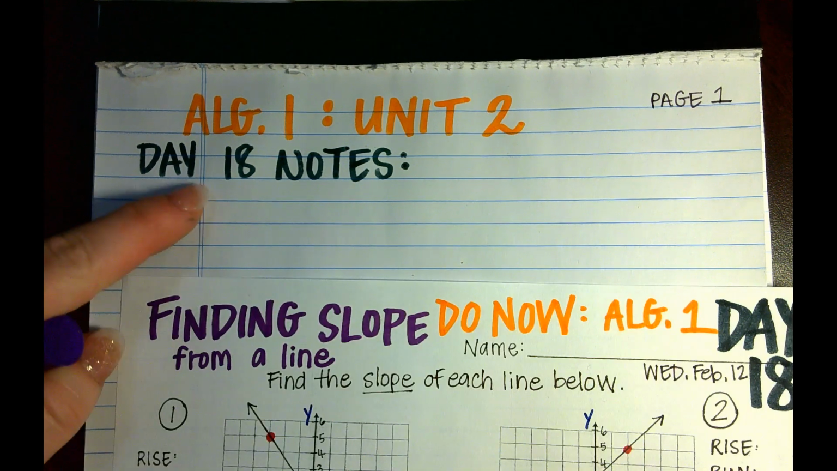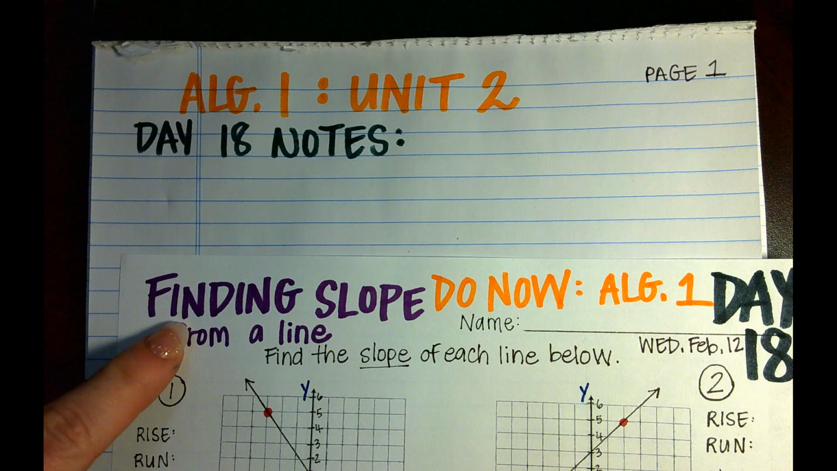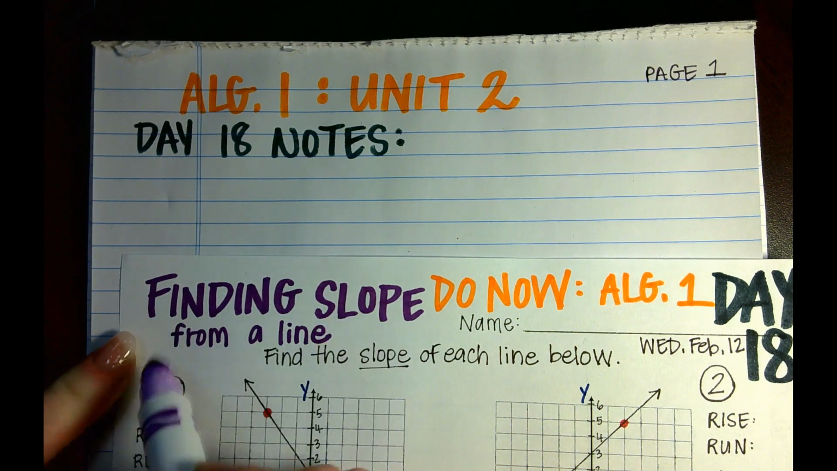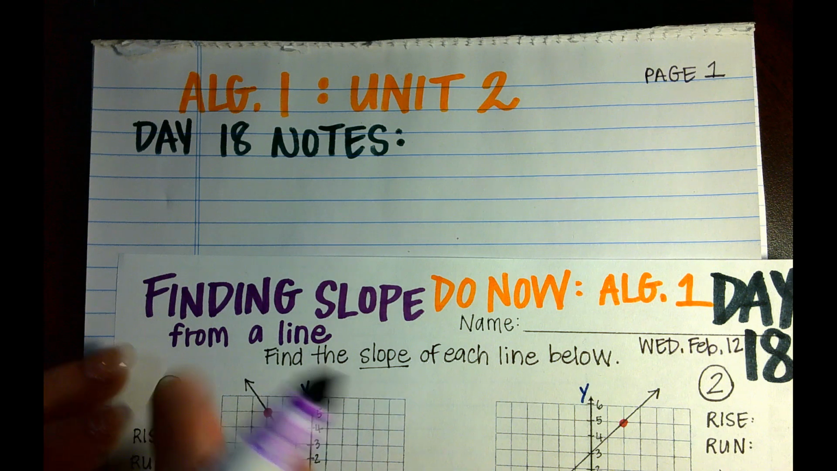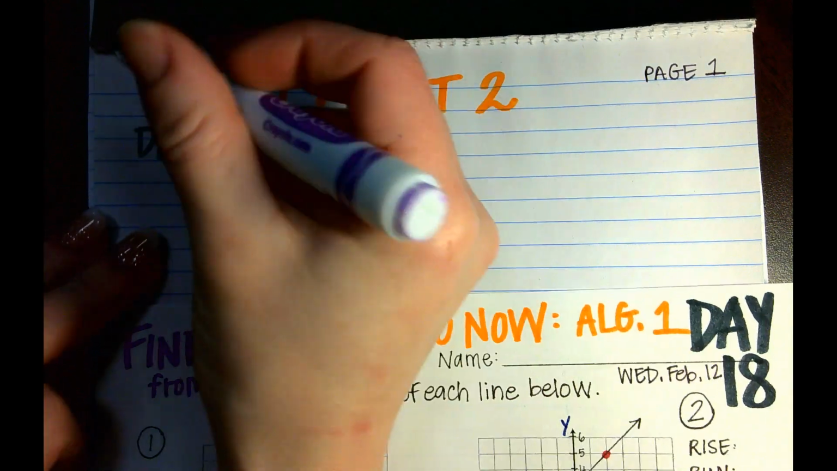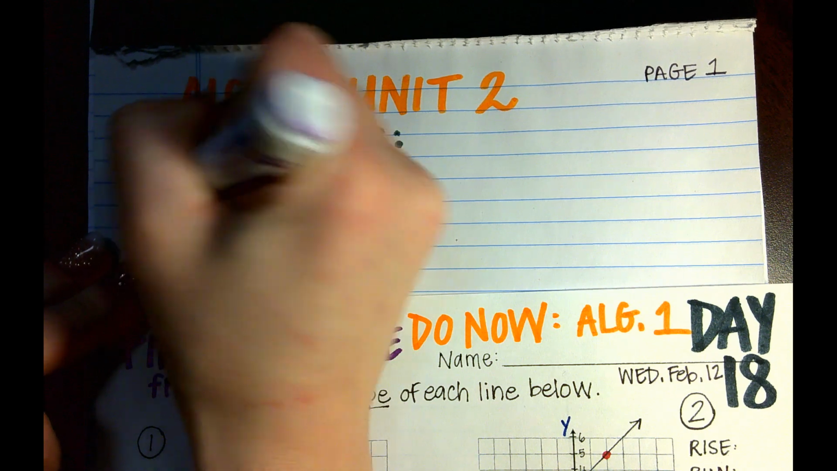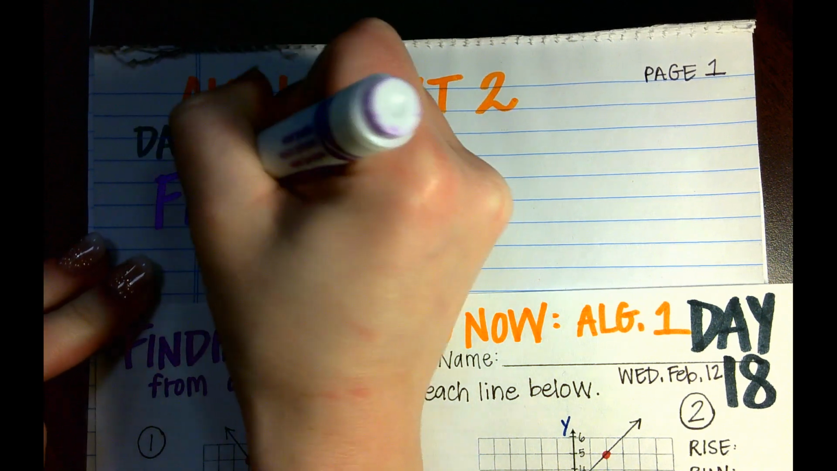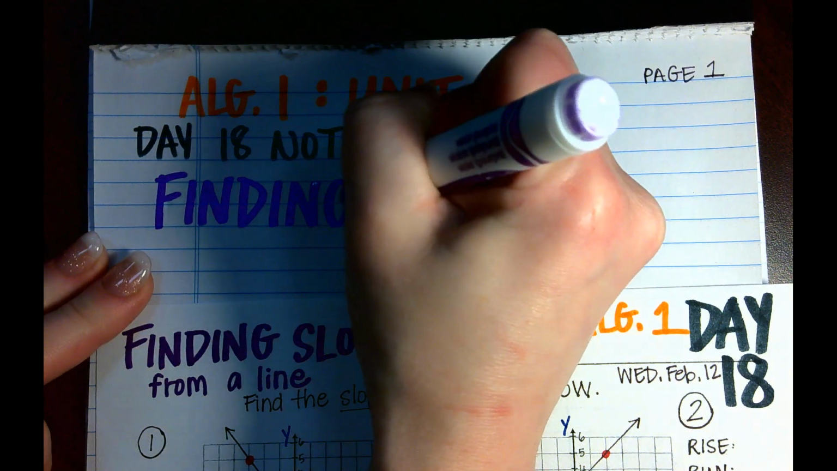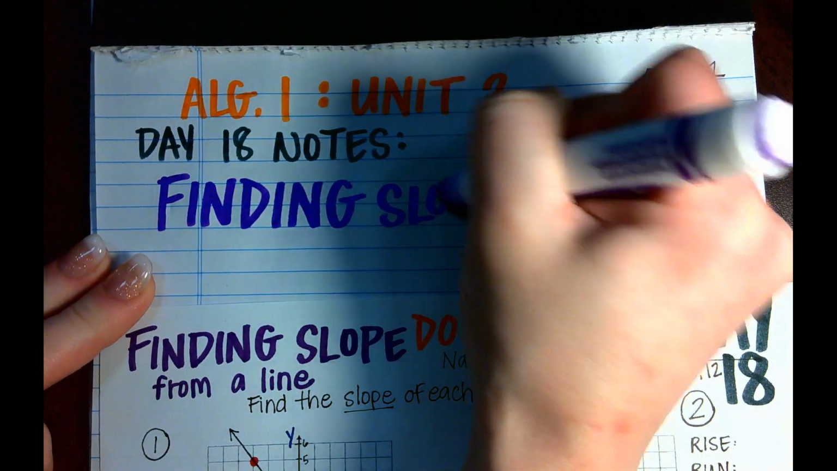And we're going to title this page of notes just the same way that this worksheet is titled. I'm going to write finding slope from a line. Or you know what, let's just write finding slope, because there's multiple ways to do it, even without a line. Finding slope.